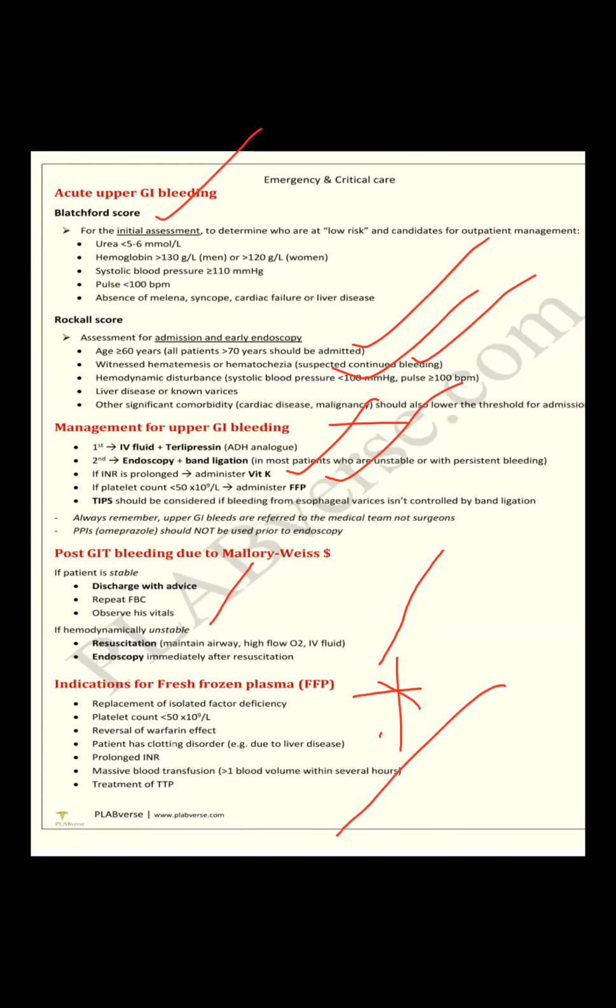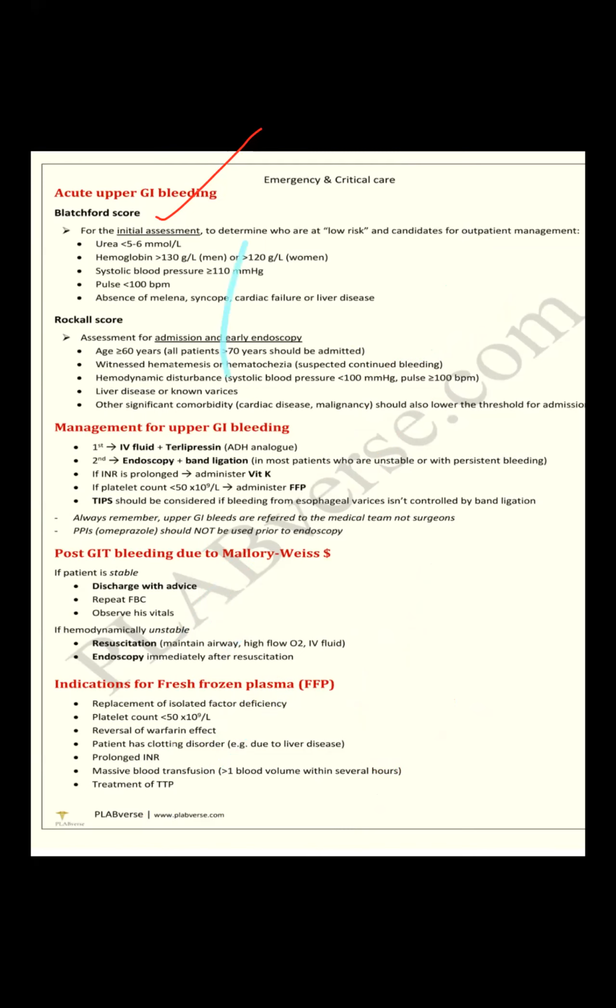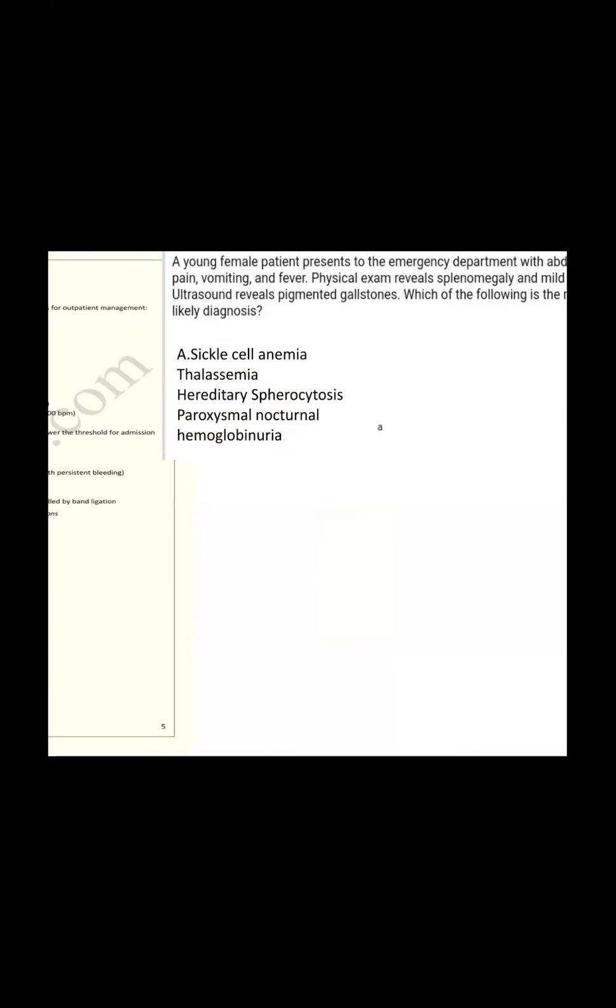Indication of FFP is a very high yield exam question. When will we give FFP? If platelet count is below 50, for replacement of isolated factor deficiency, if INR is prolonged, and as TTP treatment. So we have to remember the criteria or indications of FFP. In the exam they ask by platelet count, by prolonged INR, or treatment of TTP in an acute setting, or the patient is not stable with ongoing bleeding. This question is from another chapter, but it is a very important exam question.